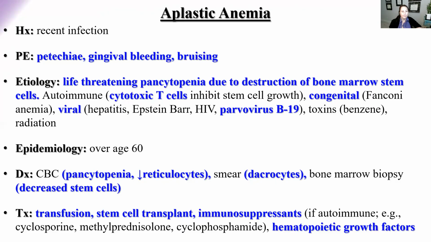On bone marrow biopsy, this is going to be definitive for this one. We'll see a decreased number of stem cells. So a definitive test is a bone marrow biopsy. The way we treat this: transfusion, stem cell transplants, immunosuppressants if it's due to an immune cause, and then hematopoietic growth factors. We want to stimulate them to start producing those cells again. So that's aplastic anemia.